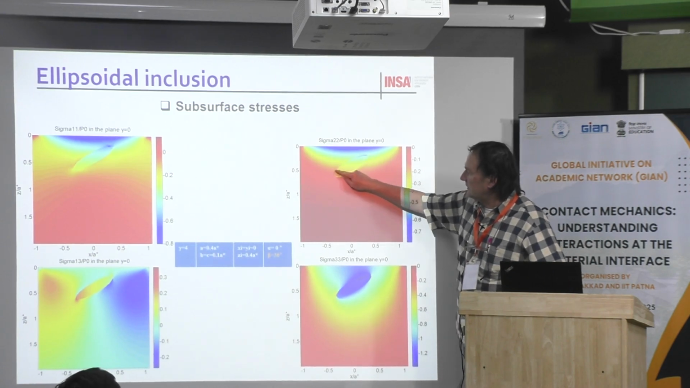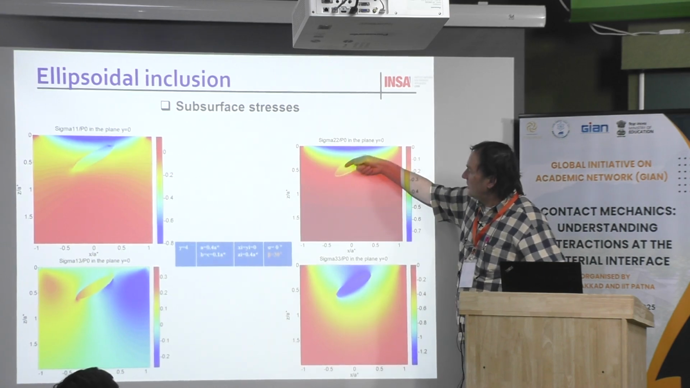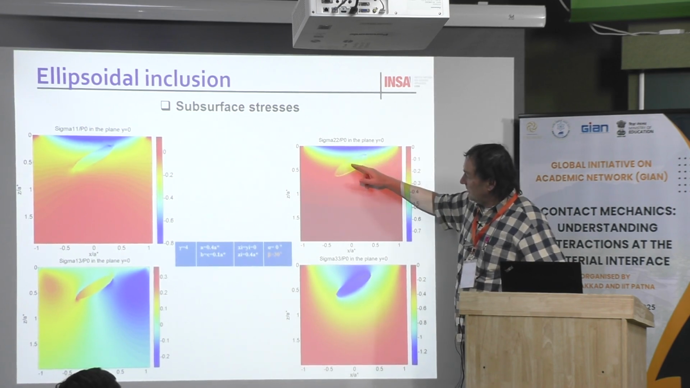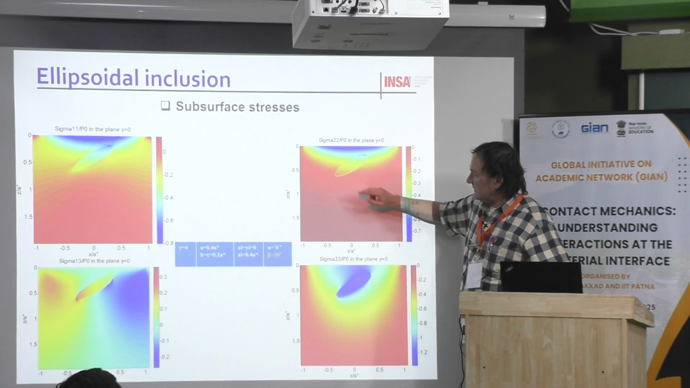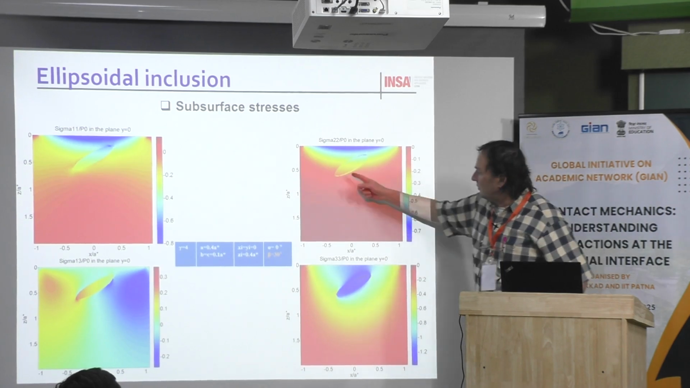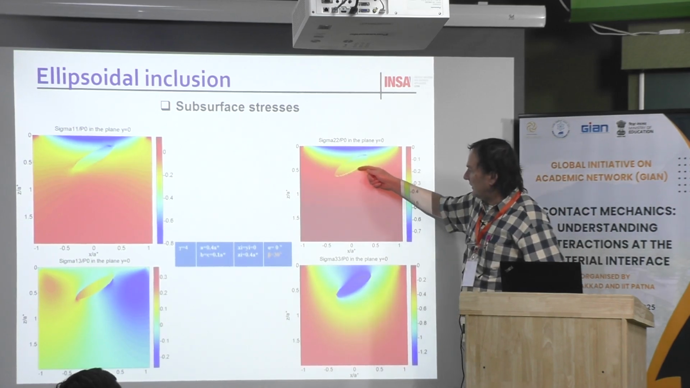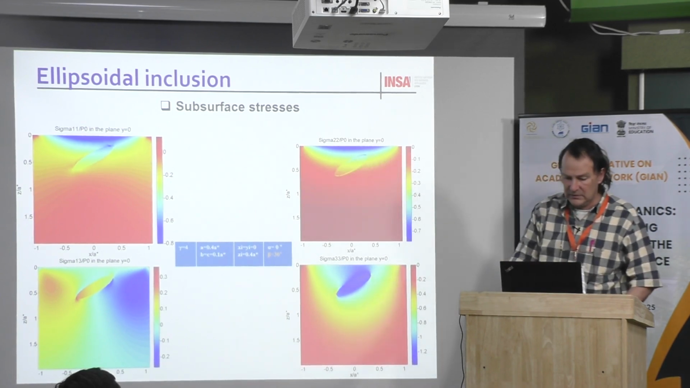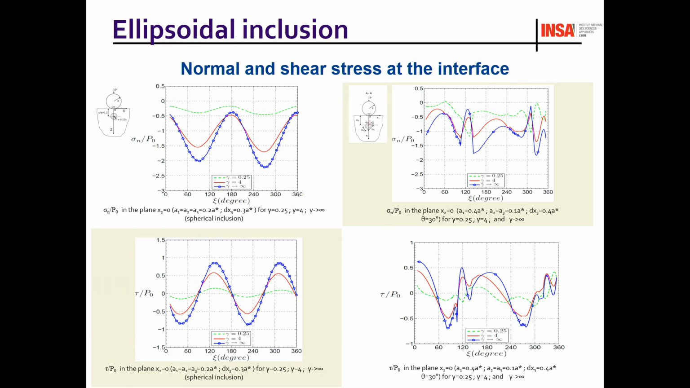Then I will take into account two stresses. One is the shear stress at the interface, in the plane perpendicular to the normal of the surface, and also the normal stress. Then we will have a reference frame that rotates around the inclusion, and we will plot all these values. And these are the results. On the left, you have a spherical inclusion.